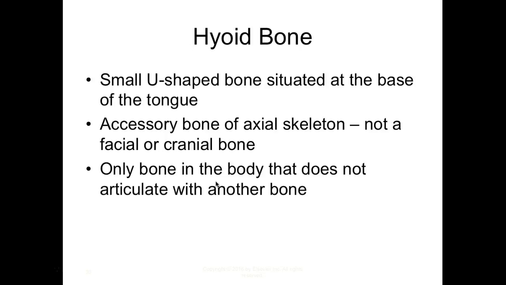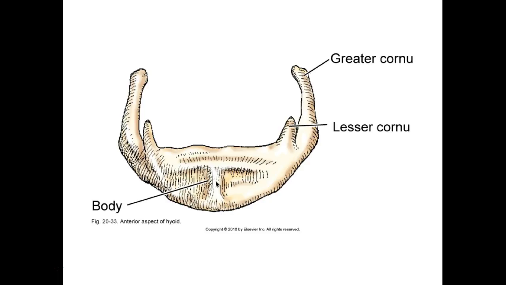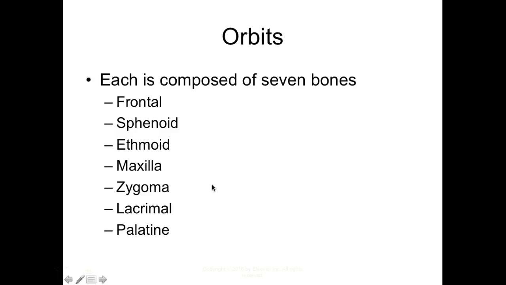It's the only bone in the body that does not articulate with another bone. So I'm just going to ask you about it, see if you know about it. You have the greater cornu and the lesser, and you have the body. Very simple bone. We're going to learn more about that when we get to sectional anatomy. We're going to talk about all the different muscles that attach to it.